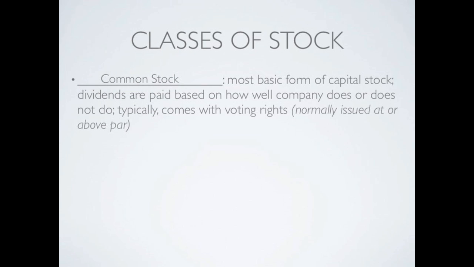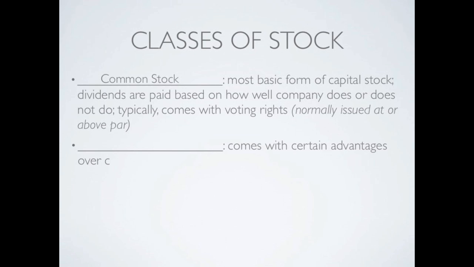And keep in mind that par value is something that is arbitrarily assigned by the board of directors when the company is created. And it's typically set very low because, as you see, we want to issue stock at or above par. There's legal issues if that doesn't happen.